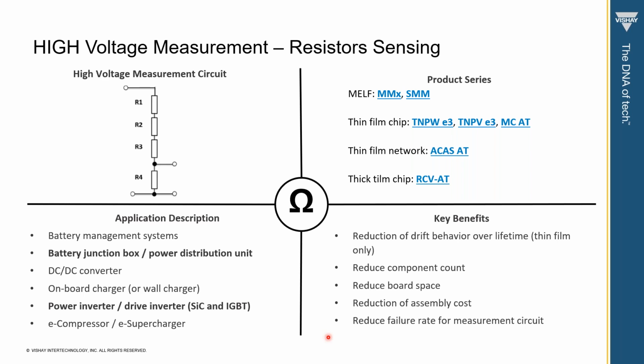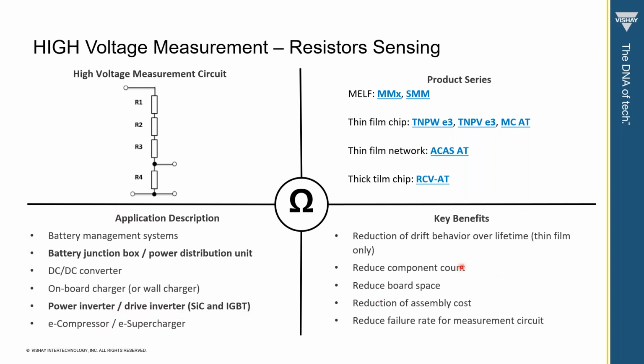Okay, and in the next slide, we are showing high voltage measurement, mainly for resistor sensing. For this high voltage sensing, we have the following product series. For the melf, it is the MMX and SMM. For the thin film, we have the TMPW, TMPV, or MCAT series. For the thin film network resistor, we have the ACAS-AT series. For the thick film, we have the RCD-AT series. This is mainly for solar, and we can use it in a battery junction box or power distribution unit, and also for the power inverter or drive inverter.